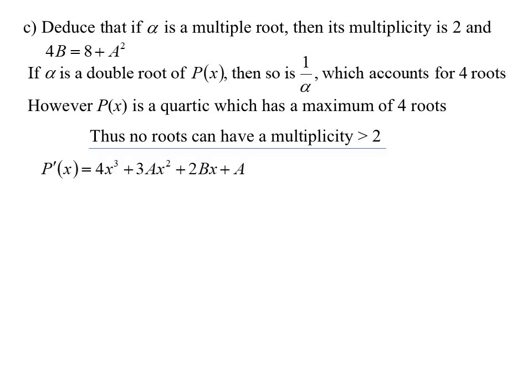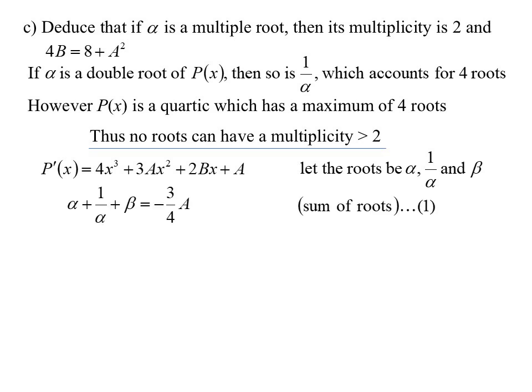So there's no way the multiplicity could be more than 2. Let's now look at the derivative then, because if it is a double root, then we know the derivative will equal 0 as well. But we know 2 of the roots of this, because remember we've now said alpha is a double root, 1 on alpha is a double root as well. I'll just say the third root is beta. Sum of the roots 1 at a time. I get that expression. Alpha plus 1 on alpha plus beta is minus 3/4 a.